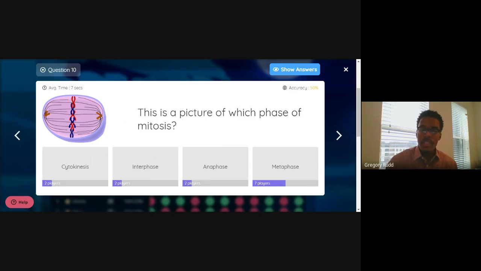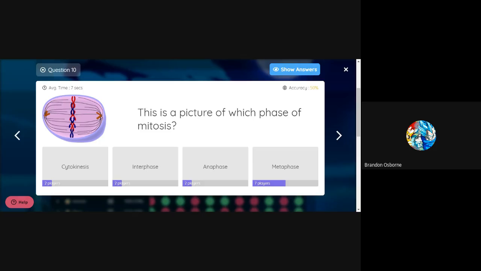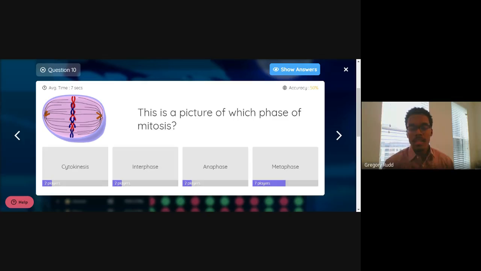Okay, this is a picture of which phase of mitosis? Exactly 50% right. Metaphase. Yes, and how could you tell that? How can you tell that this is metaphase? Anybody can answer. What's the clue that this is metaphase? I'd guess it's the blue and red X's in the middle of it. That's exactly right, Brandon. Thank you.